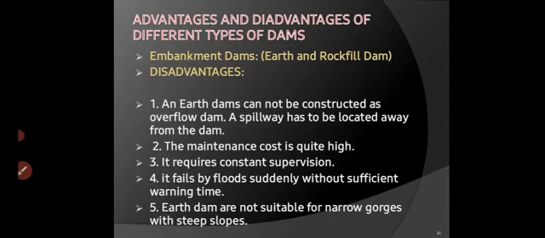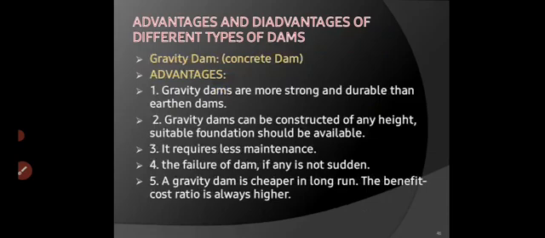So these are the disadvantages. An earth dam cannot be constructed as an overflow dam, which is the main problem. The spillway has to be located away from it, so we have to construct the spillway on another site. The maintenance cost is very high. It requires constant supervision. It fails suddenly by floods without sufficient warning time. And earth dams are not suitable for a narrow gorge with steep slope. So these are some disadvantages of the earthen dam.